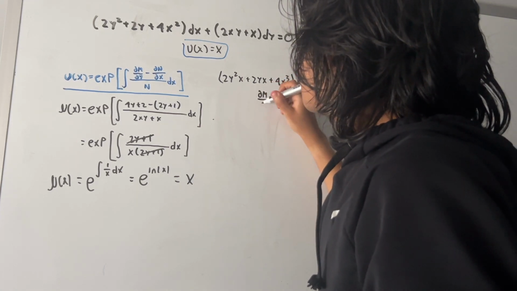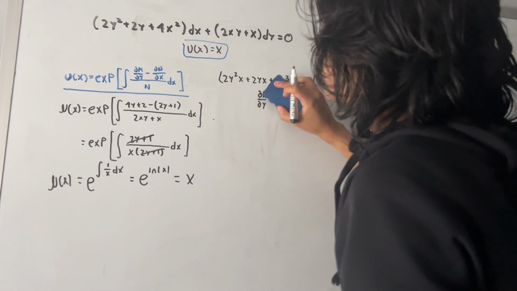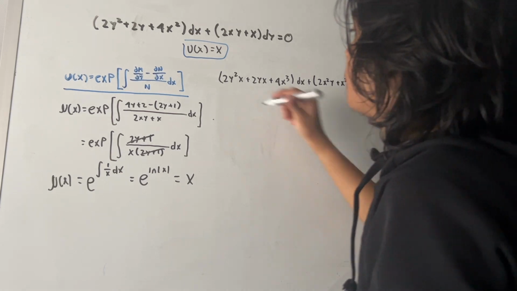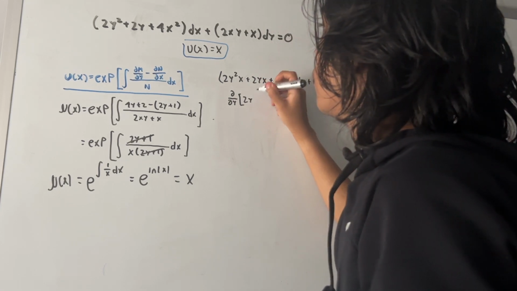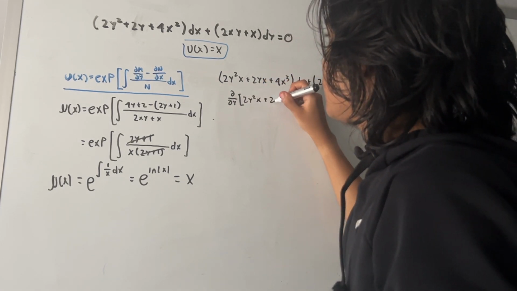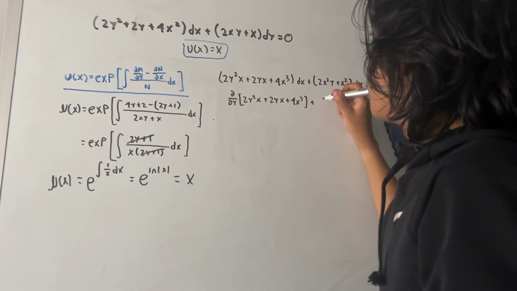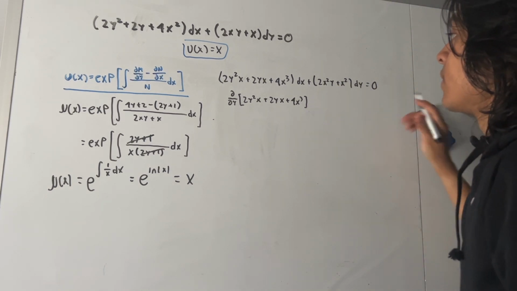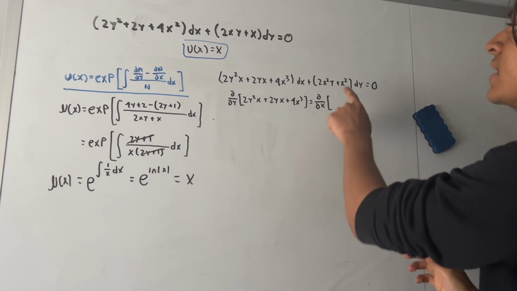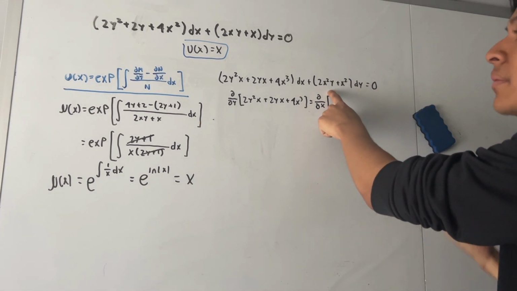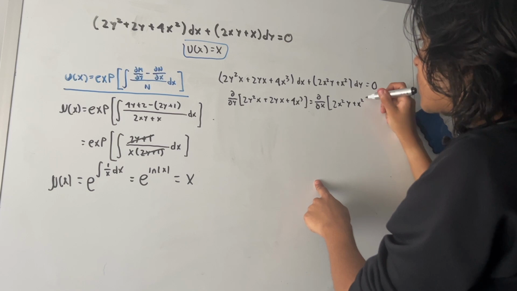So partial m, partial y, or m in this case is now going to be this part right here. So we have partial y of 2y squared x, basically this, then the partial derivative with respect to x of this part right here. This is our new n, pretty much. So 2x squared y plus x squared.